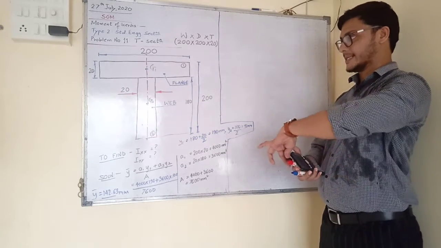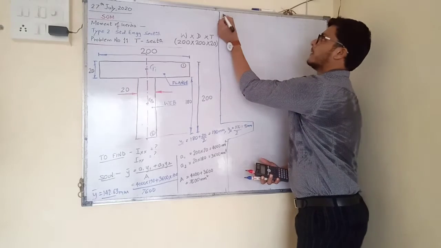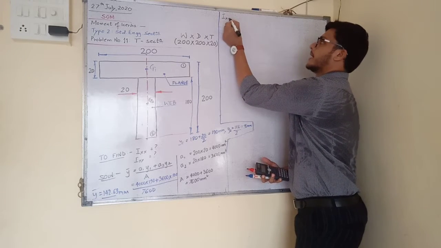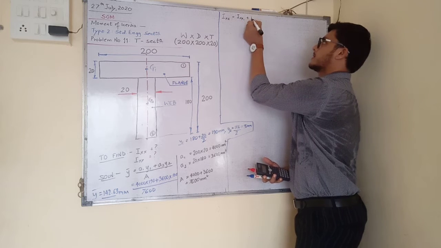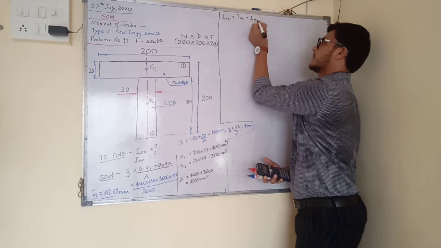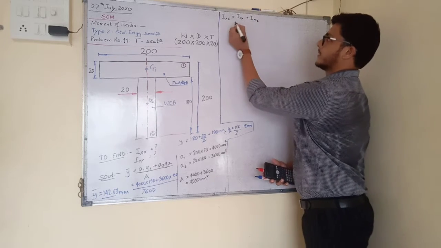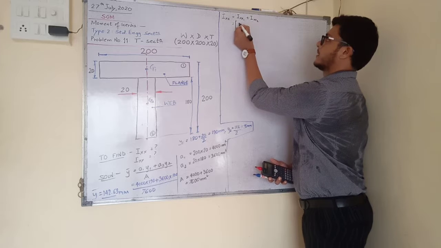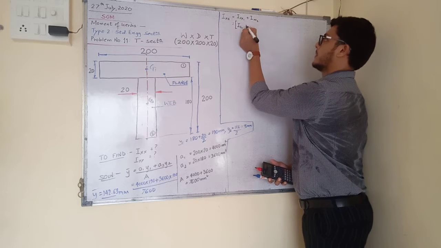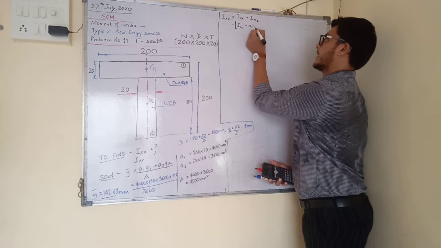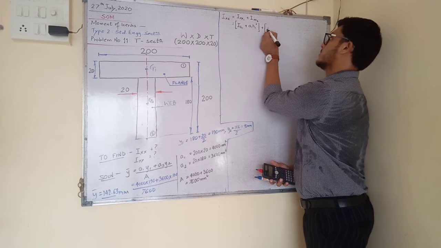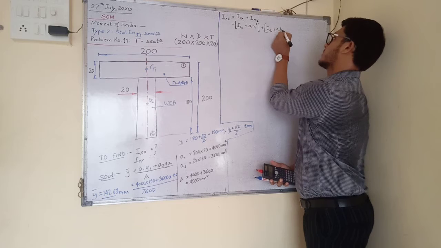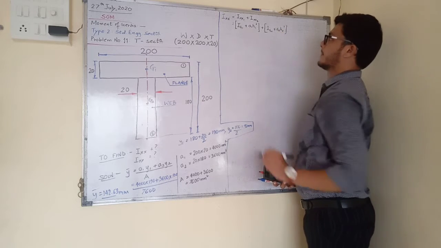Now I go for Ixx calculation to find Ixx. Ixx will be Ixx1 plus Ixx2. Parallel axis theorem will apply over here. So this will be Ig1 plus A1 H1 square plus Ig2 plus A2 H2 square. Now substituting the values.